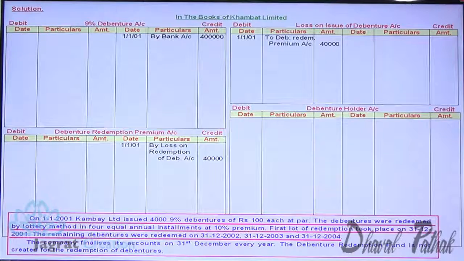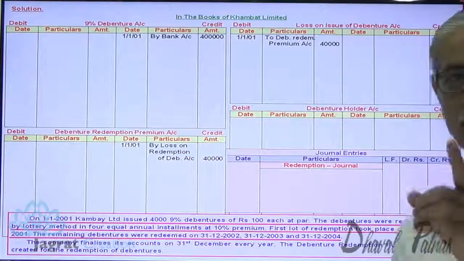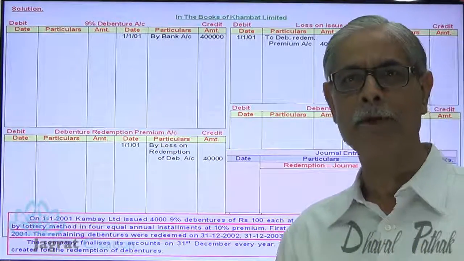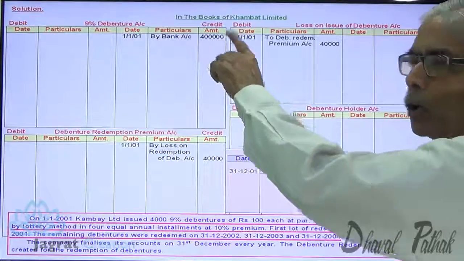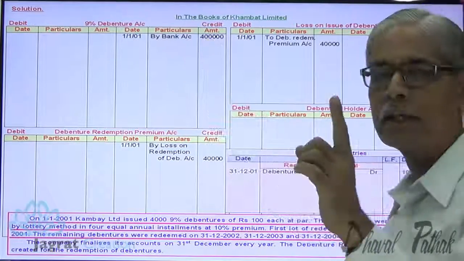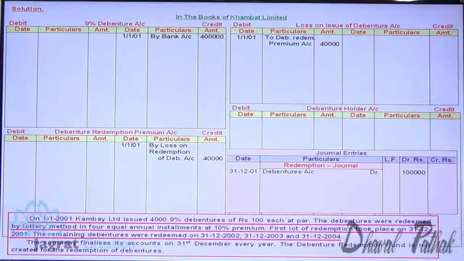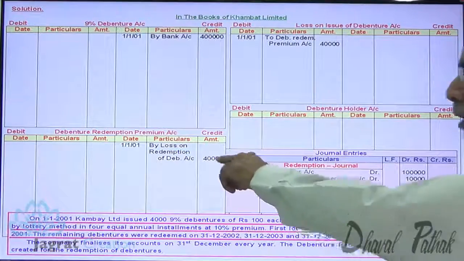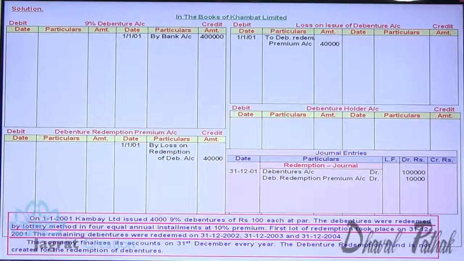Now what is the amount to be redeemed every year? 1 lakh. 1 lakh is to be redeemed at 10% premium, so 1,10,000 is the redeemable amount to be paid to debenture holders. So first entry, debentures account debit 1 lakh. Out of this 4 lakh equal installment, how much amount is to be redeemed? 1/4 amount, 1 lakh. So debenture account debits 1 lakh. Debenture redemption premium account debit 10,000. 40,000 into 1/4, 10,000. To debenture holders account 1,10,000.